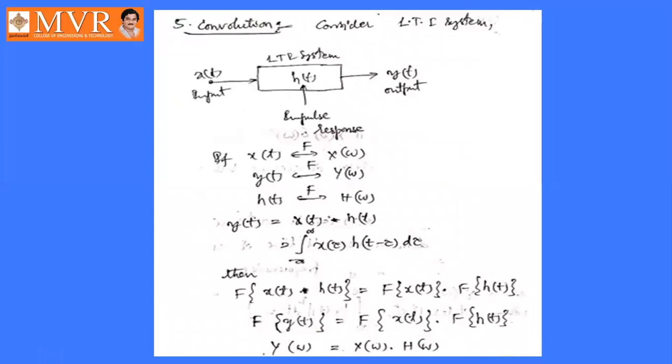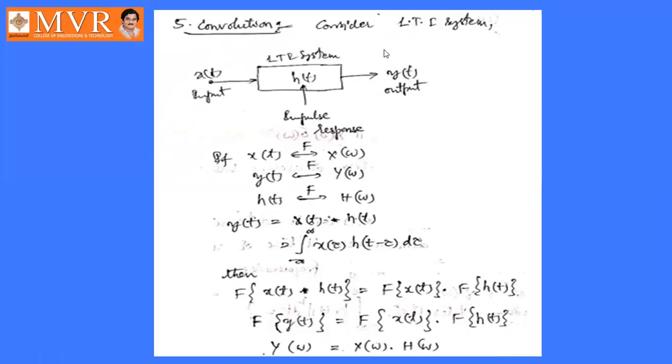Next property is the convolution property. As we already know, the convolution in time domain will become simple multiplication in frequency domain. Let us consider a linear time invariant system having the impulse response h of t, its input is x of t and its output is y of t. So the Fourier transform of x of t is x of omega, the Fourier transform of y of t is y of omega, and the Fourier transform of this impulse response h of t is h of omega.